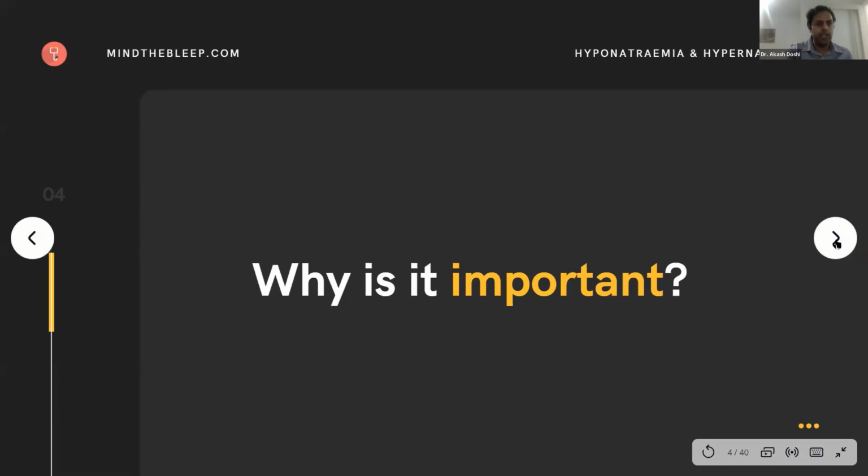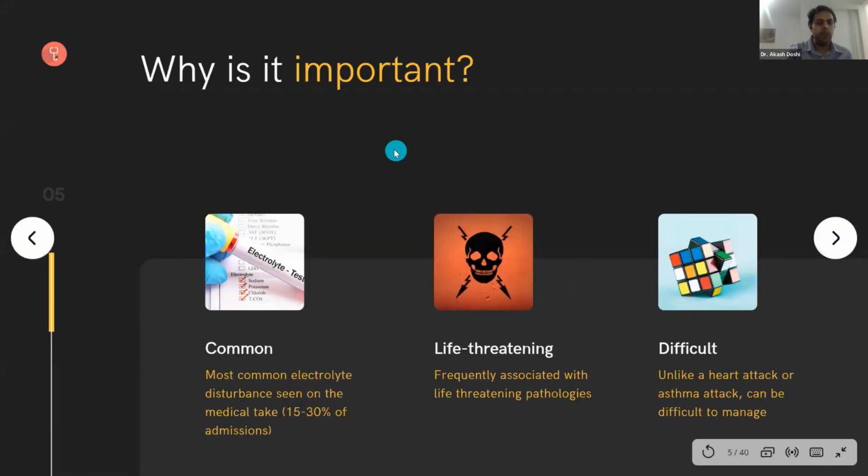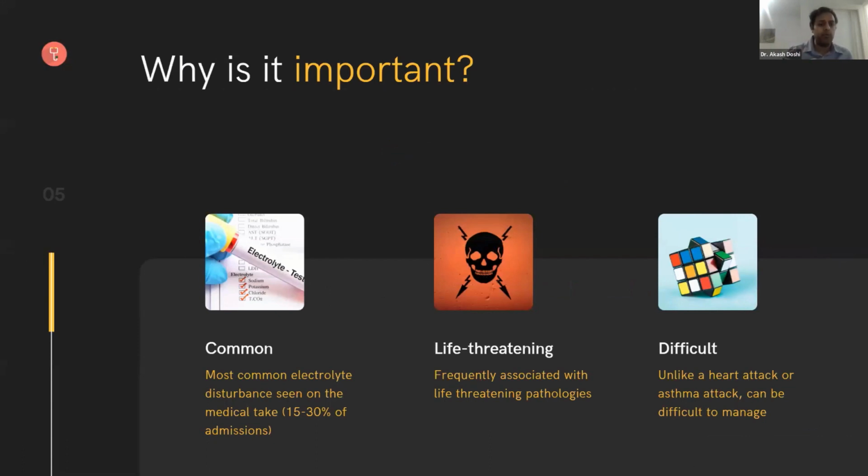So to begin, what we're going to talk about is why it's important. Hypo and hypernatremia are important because they're pretty much the most common electrolyte disturbance you're really ever going to see in primary care and secondary care. On my medical take, hyponatremia, low sodium, counts for about 15 to 30% of admissions. And it's frequently associated with life-threatening pathologies.